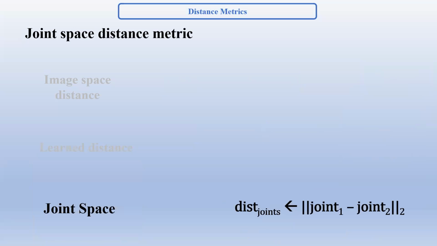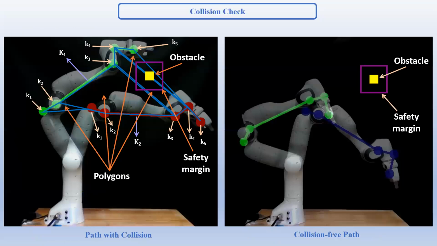For benchmarking, we create a roadmap using actual joint displacement between consecutive key point vector pairs. We check collisions by forming polygons between key point pairs. If they intersect obstacles or safety margins, the path is discarded, otherwise they form a collision-free path. Using lazy collision check with A* search, we only check for collisions when necessary.